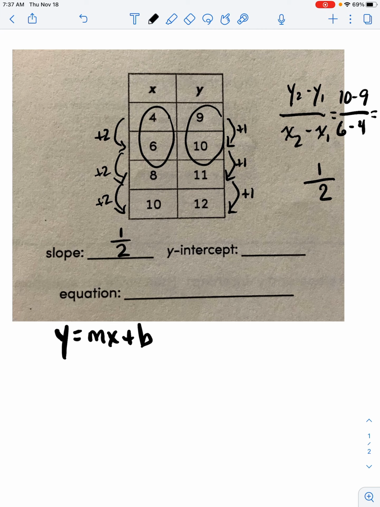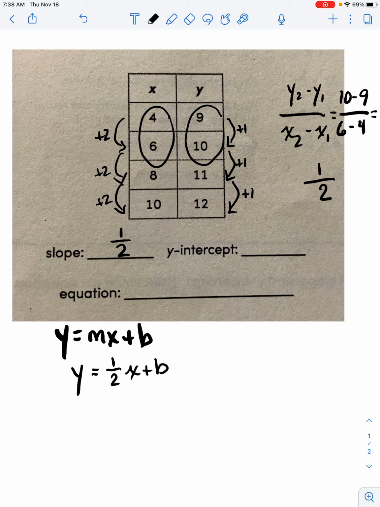Now, how are we going to find our y-intercept? Well, it's not in the table. Therefore, we are going to have to do what we have done in the past, which is substitute pairs of values in. So if I have y equals mx plus b, and I know that my slope is 1/2, I can right away substitute a half for m. So y equals 1/2 x plus b.